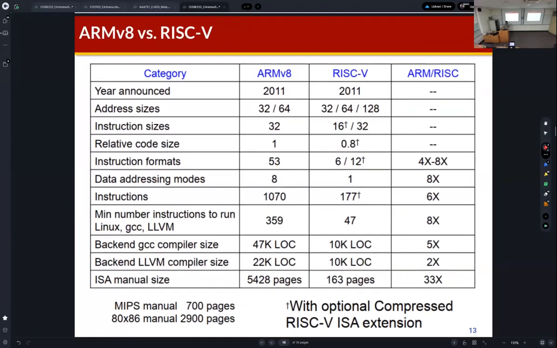This is just a table that compares ARM and RISC-V. Why ARM? Because RISC-V is also a RISC type ISA, as you can see from the name. Also, ARM is in the RISC family, so ARM is also a RISC type ISA. In this figure, the instructions are compared, for example the instruction size.